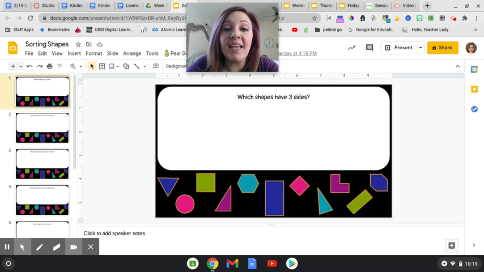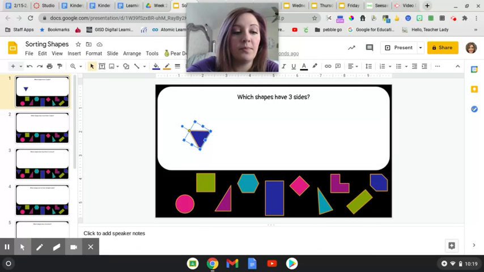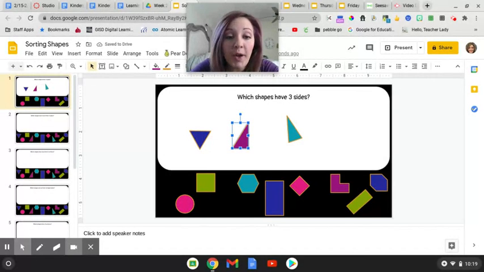So on slide 1, it says, which shapes have 3 sides? So I know the only shape that we have learned so far that has 3 sides is a triangle. So I'm going to look at all the shapes at the bottom of this slide and move the ones that are triangles into the white box. I know that this one is a triangle. This one is a triangle. This one is a triangle. There we go. And that is all the triangles I see.